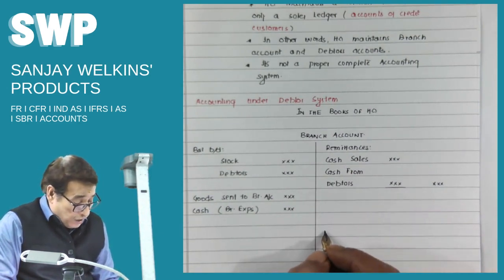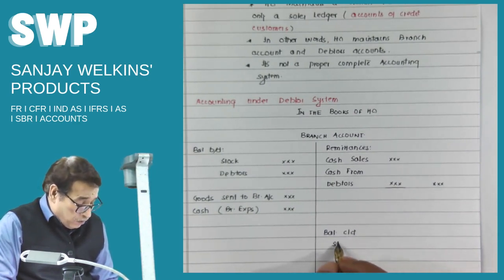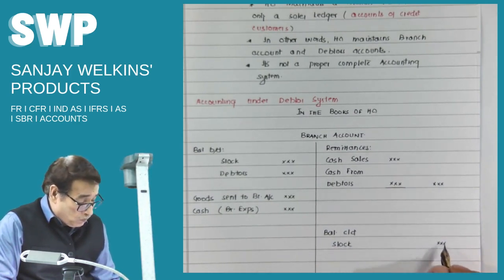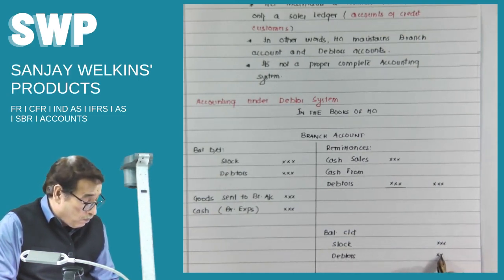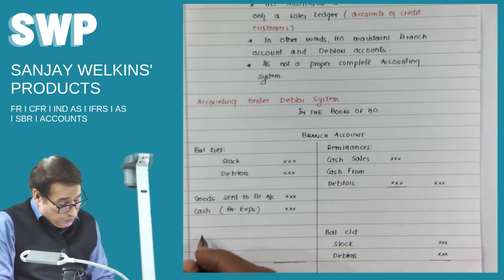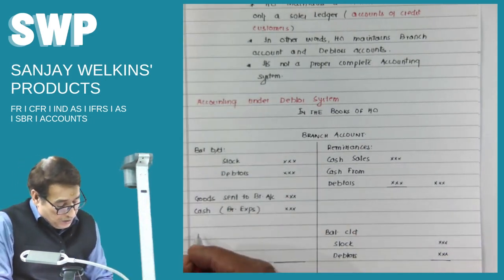Then we will write here balances carried down: stock, debtors. And then the difference will deliver us the net profit. It could be net loss also, but I am writing net profit.